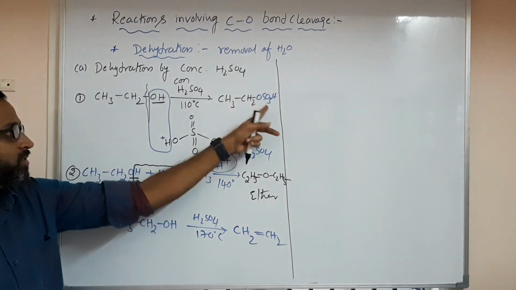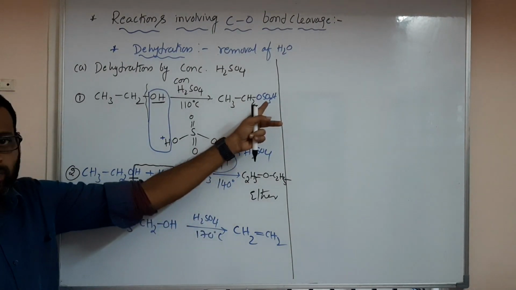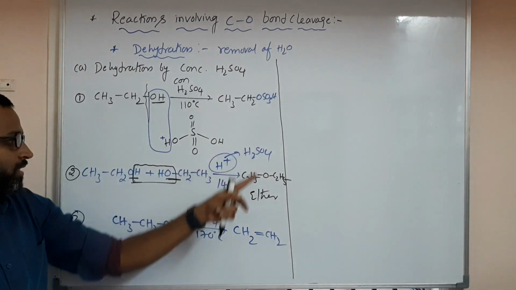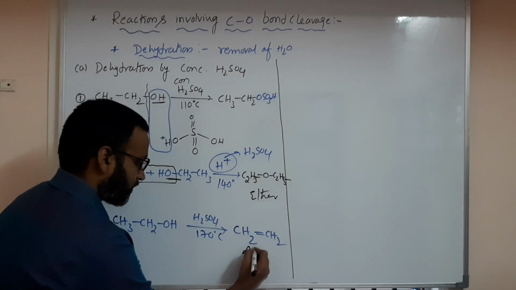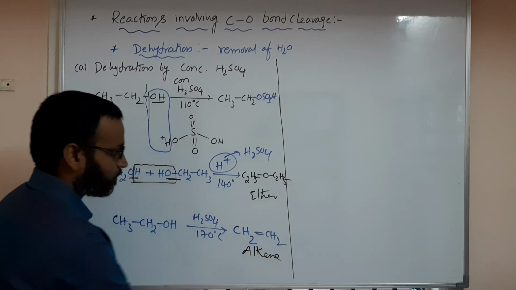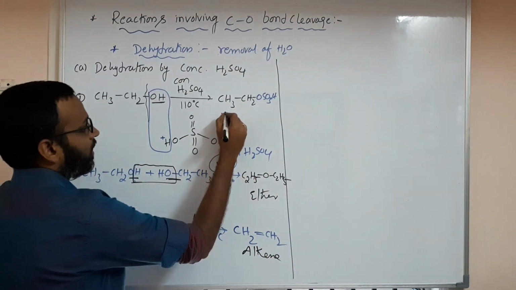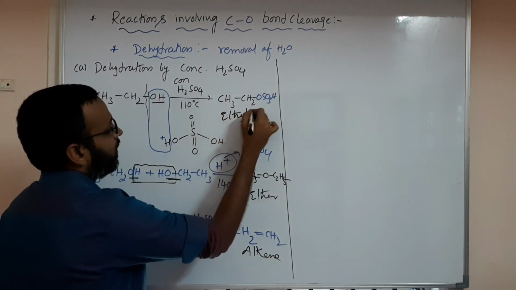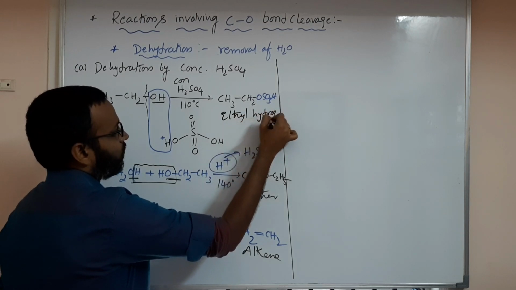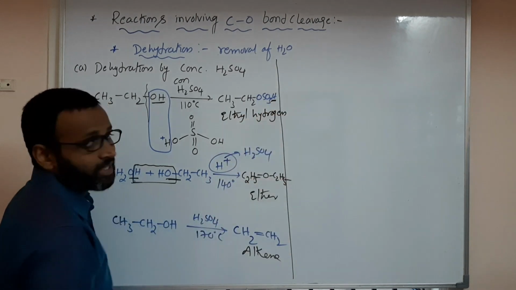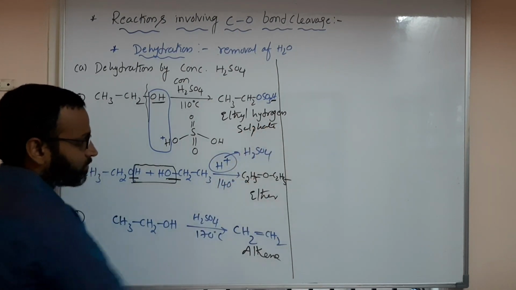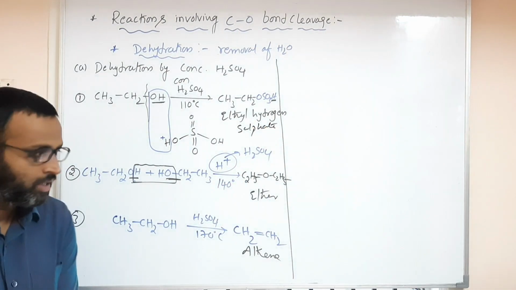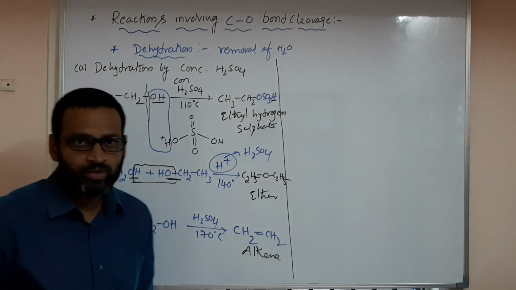Ethyl hydrogen sulfate. Sulfate means SO4 only. Ethyl hydrogen sulfate and ether here, and here alkene is the product. Okay, this one hydrogen sulfate. Ethyl hydrogen. Why do we call it hydrogen? You have hydrogen there. Hydrogen sulfate. Getting, sir, everyone? Okay, so like that you have to remember.